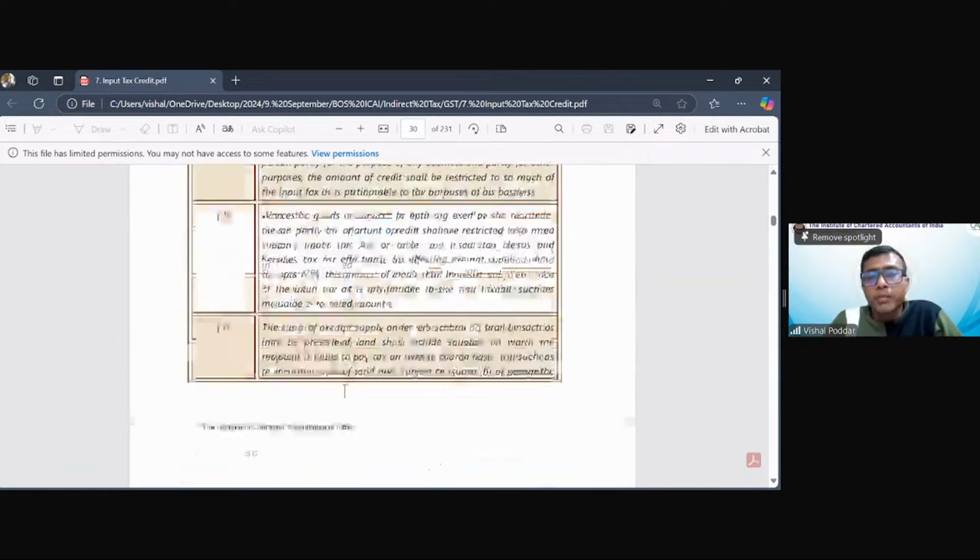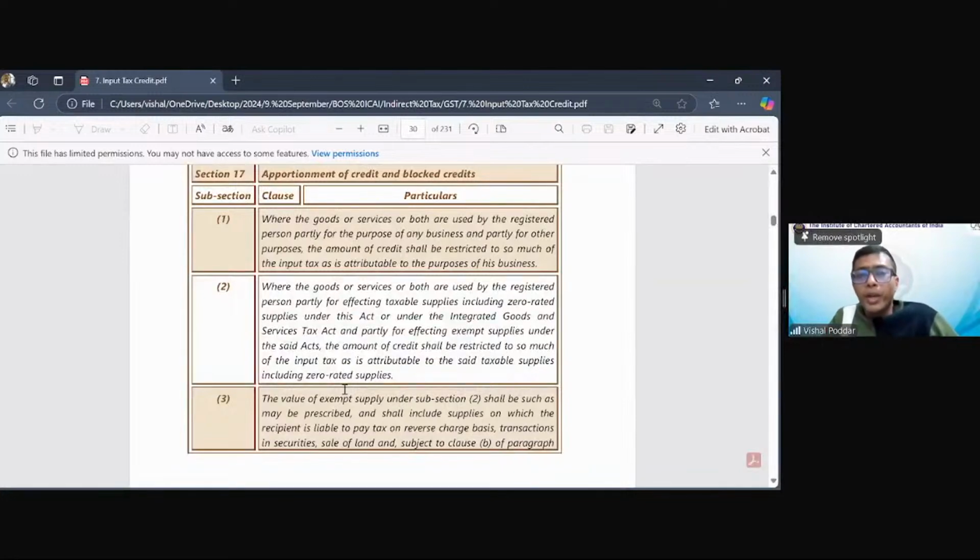17.5 we'll discuss later. First, let us understand when and why ITC will be allowed partly. So basically there are two subsections only, 1 and 2, which give you two reasons where your ITC will be allowed partly. What are they? Where the goods or services or both are used by the registered person partly for business and partly for other purposes, the amount of credit will be restricted only to so much of input tax as is attributable to business.